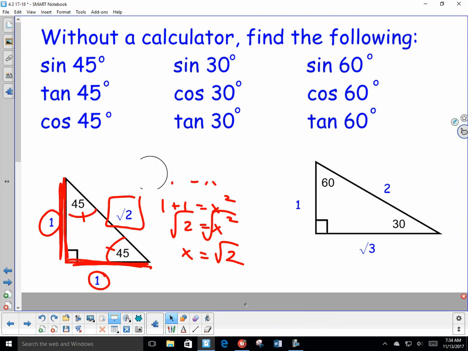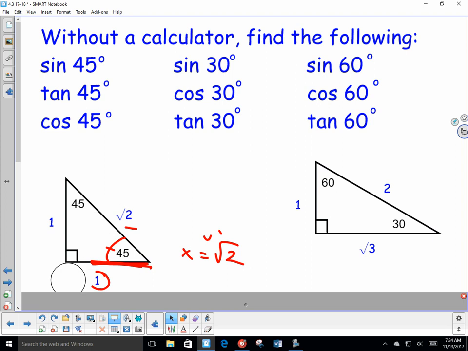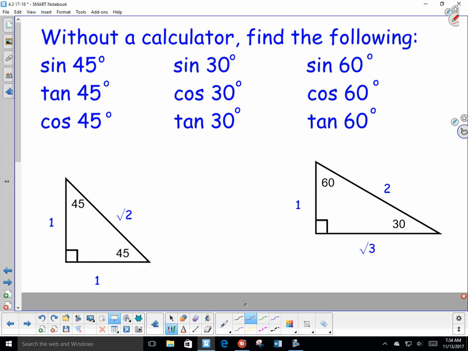Okay? So now that we know all of that, then we can use our SOHCAHTOA rules to help us find these trig functions. So if I pick this 45-degree angle, for example, then this is the hypotenuse. This side would be the opposite side, and this side would be the adjacent side. Really doesn't matter. I could have picked the other 45. It's all going to be the same.